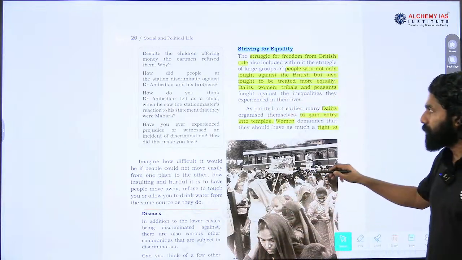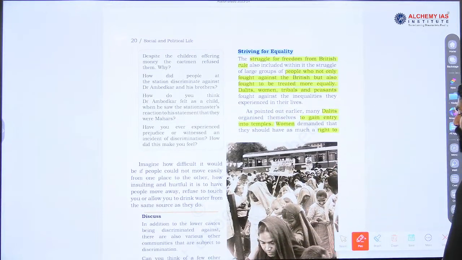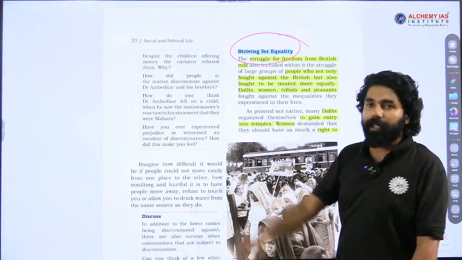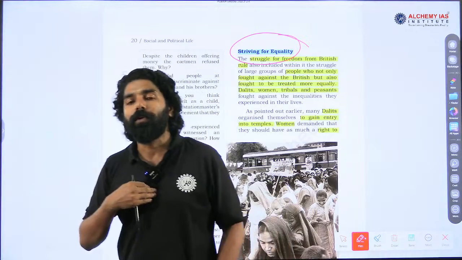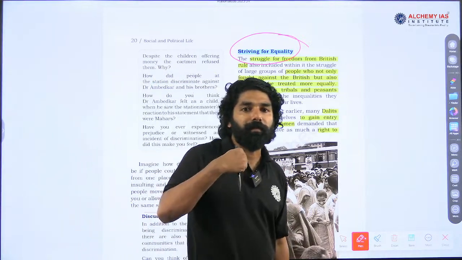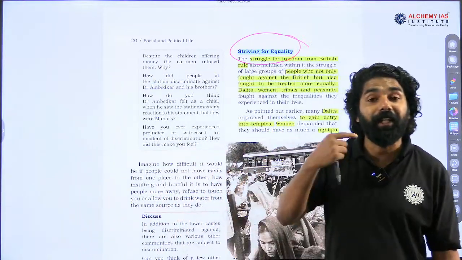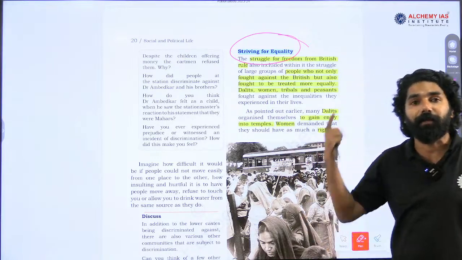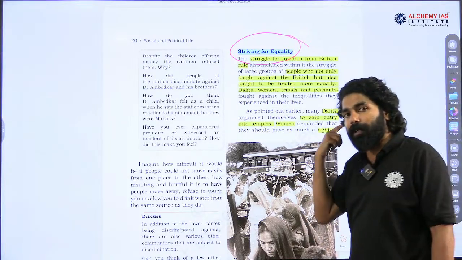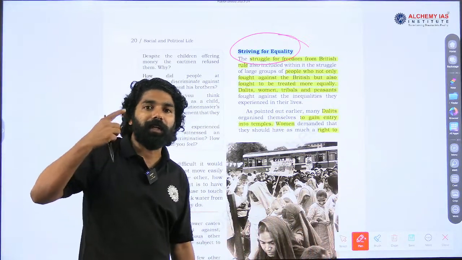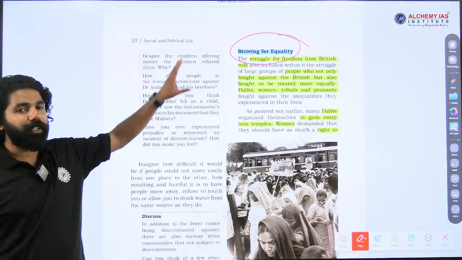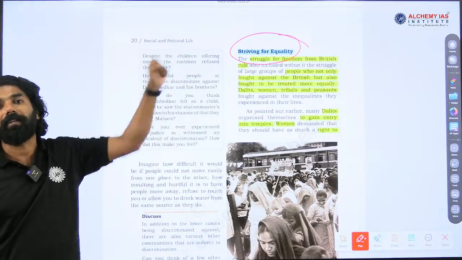Moving on, this chapter explains striving for equality. There is inequality that we face, so we have to fight for the equality that we must have. Everyone should be treated equally, even though we have differences in terms of religion, language, color, and racial diversity. But despite all these, we have to fight for equality, the right that we have.